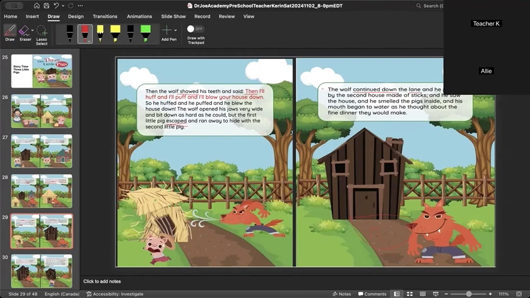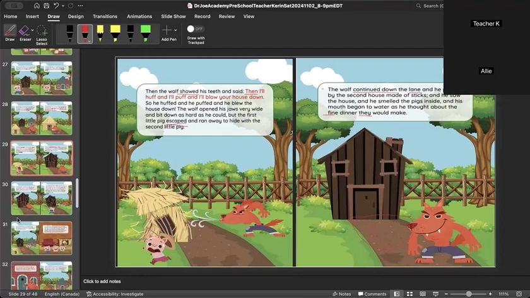The wolf passed by the second house made of sticks, and he saw the house and he smelled the pig inside, and his mouth began to water as he thought about the fine dinner he would make. Correct. Good job. Continue on.